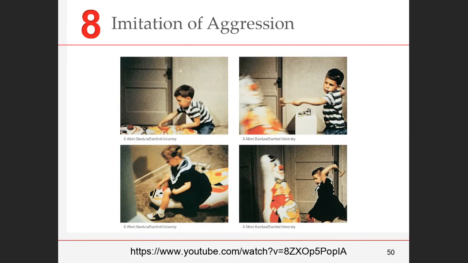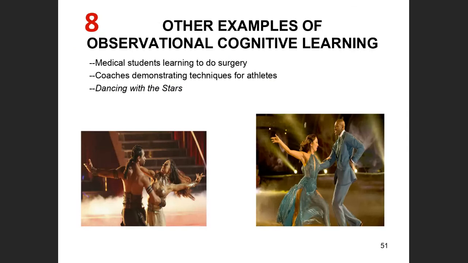And then there are other examples of observational cognitive learning. Medical students observe real surgeries before they are actually given a knife to cut on patients, and coaches do it. And if you watch Dancing with the Stars, you could probably learn and imitate some dance moves yourself. So that's all for chapter 8, unless you have any questions.